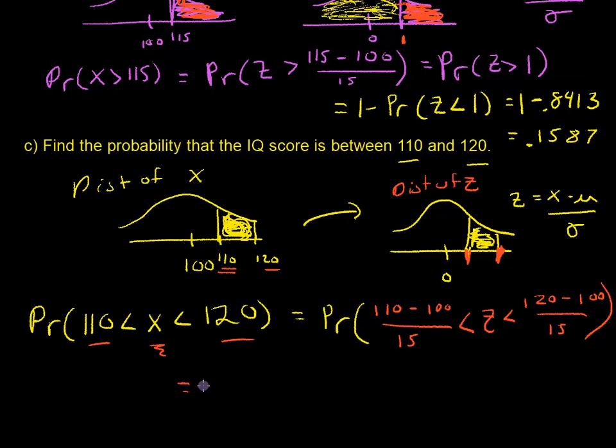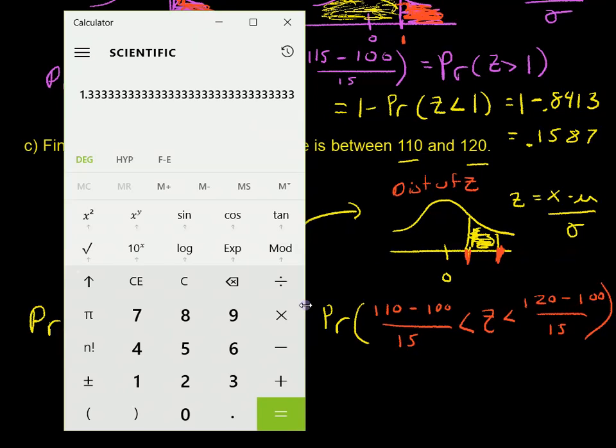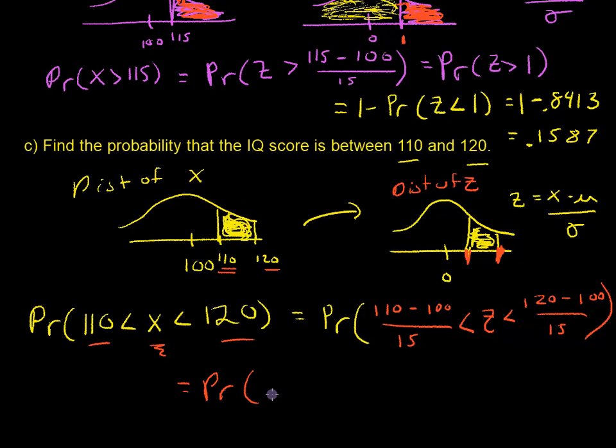All right, let's go ahead and calculate these. Oops, let me pull up the calculator. So that will be 10 divided by 15, which is 0.66666. Don't forget, you need to round to 2 decimal places, so 0.67, right? And then the other one will be 20 divided by 15. 120 minus 100 is 20 divided by 15, which is 1.333. So you need to round to 2 decimal places, so that'll be 1.33.